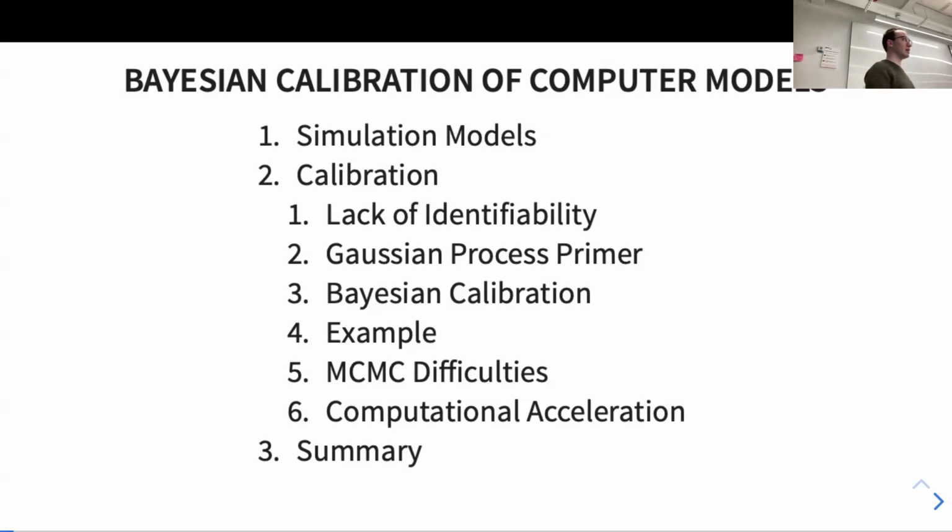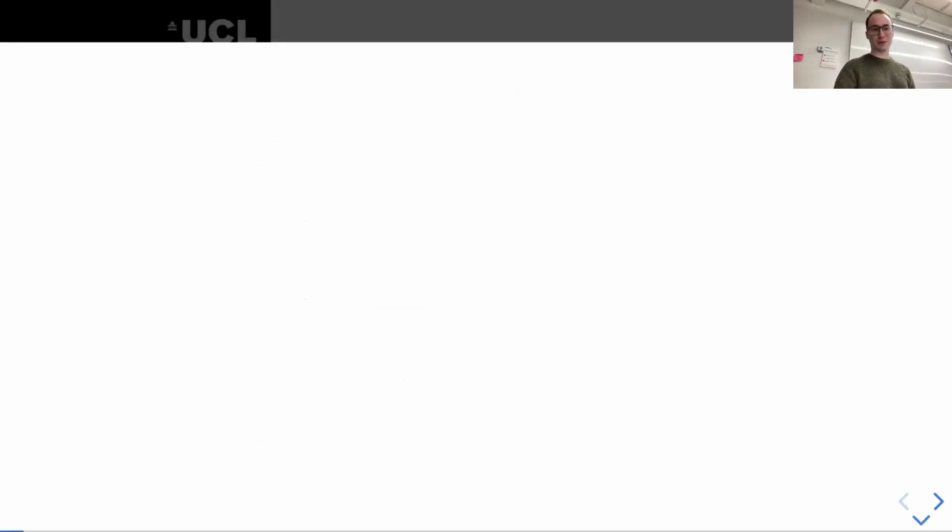How many people here know what Gaussian processes are and use them semi-regularly? Okay, this is good. So I'll give you a bit of a primer on this topic, and then I'll keep going with the Bayesian calibration setup. I'll give you a quick example, and then the final 5, 6, and 3 at the end are all quite short slides. So let's rattle on.